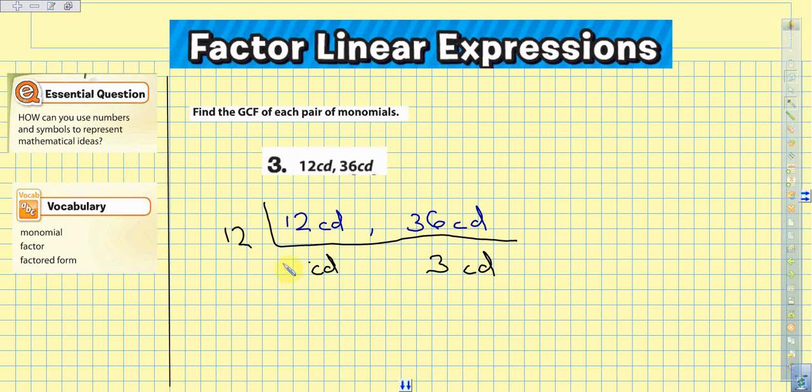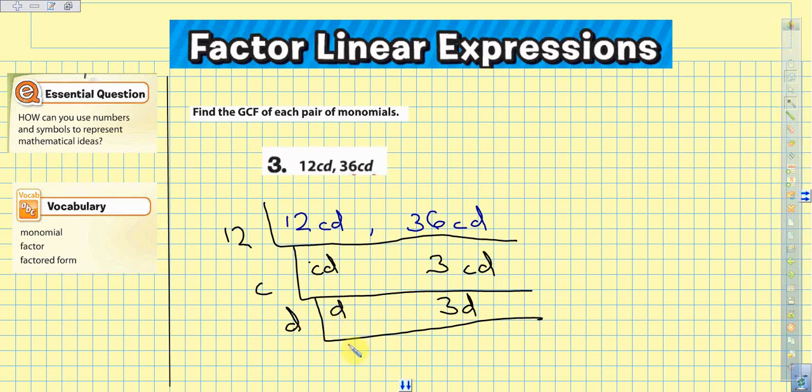Now you could do this one at a time. Do another one. We can pull out the c's. I get d, I get 3 and d. Notice the d's are there. Let's pull out the d's. D goes in one time, and d goes in one time, so we get 3.